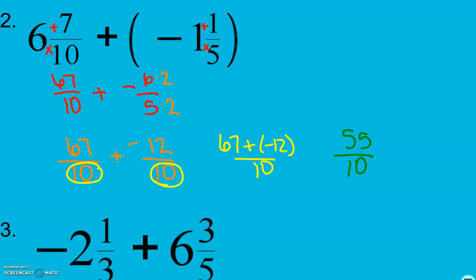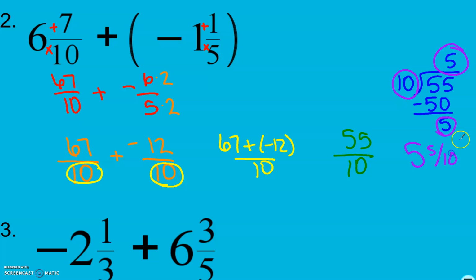Keep that denominator. 55 is bigger, so we can go ahead and divide. Numerator divided by denominator. 10 goes into 55 5 times. Multiply back is 50. Subtract and we get 5 as our remainder. So I'm going to have 5 and 5 over 10. We keep that denominator. Last thing we want to do is reduce if we can.